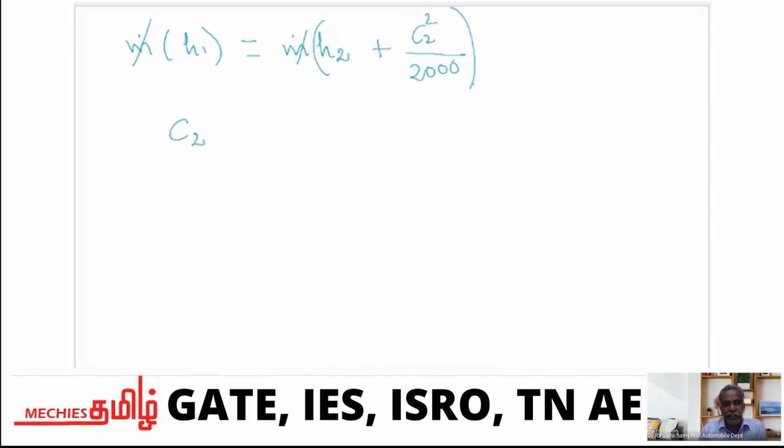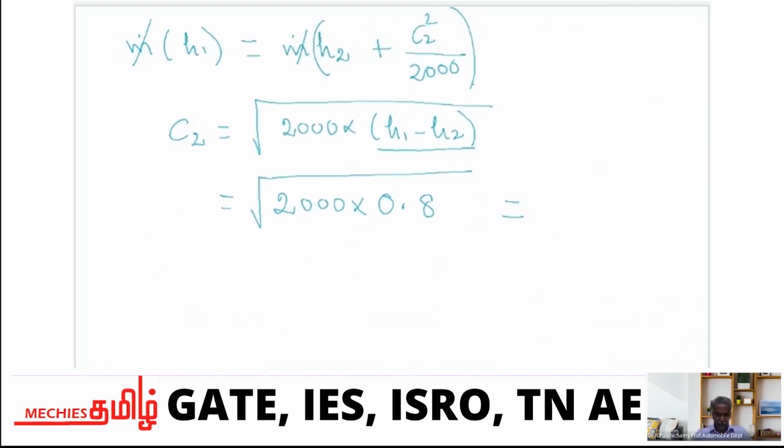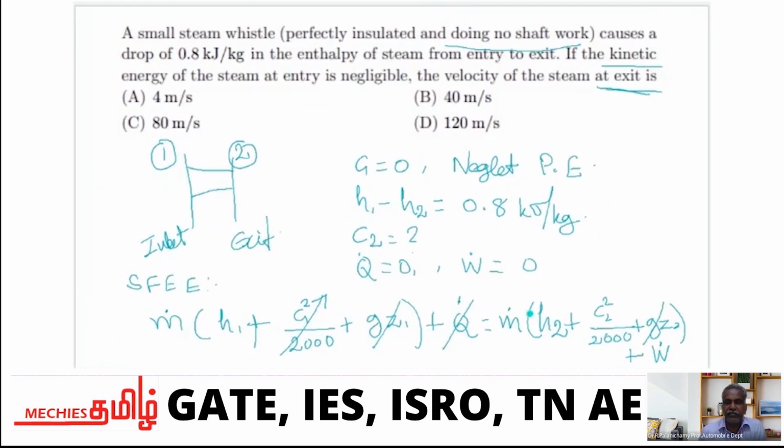Now for C2 we have derived this formula. We can write it directly. I derived it fully so that you understand. H1 minus H2 is given, 0.8 kilojoules per kilogram. Can you get the answer? 40 meter per second. These are direct problems. We have derived this formula, so you can directly substitute and get the answer. I wrote out the steady flow energy equation so that you can revise it. Is it clear? Yes, sir.